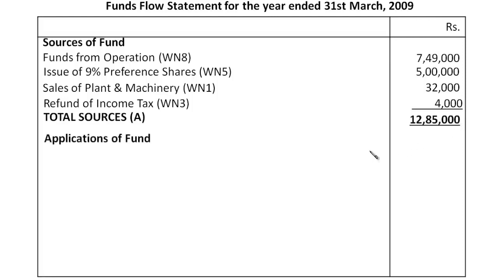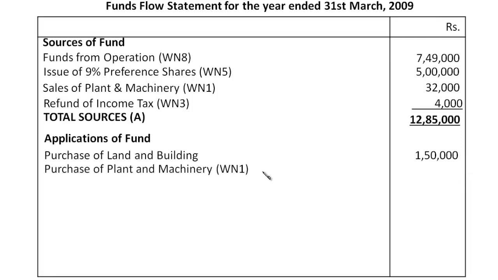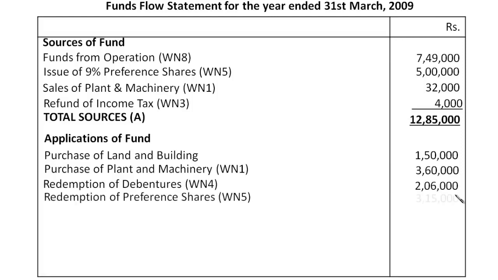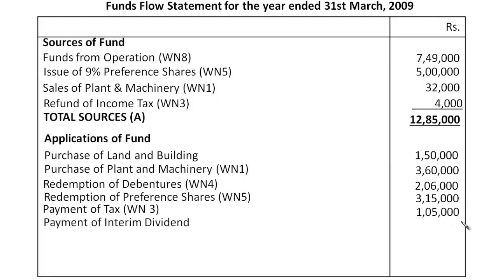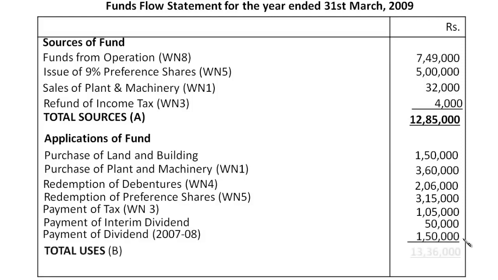Then on the uses, we have to think and recollect all the uses. Number one, there was a purchase of land and building, which was 1,50,000. Then there was also purchase of plant and machinery, working note 1, which is 3,60,000. Then there was a redemption of debentures at premium, and it is 2,06,000. There was a redemption of preference shares, 3,15,000. Then payment of tax, we have it in working note 3, which is 1,05,000. Payment of interim dividend 50,000, and payment of final dividend, which is pertaining to the year 2007-8, it is 1,50,000. So this gives total uses.